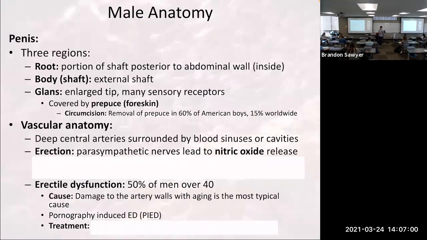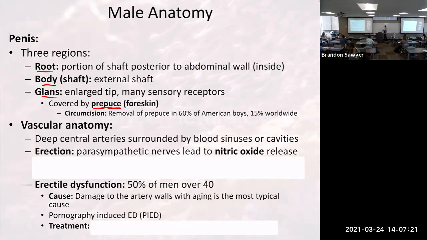So the next anatomy part here is the anatomy of the penis. There's really three primary regions to it: the root, the body, and the glans. The glans is covered by the foreskin, but the scientific term is the prepuce. This is part of what's removed during circumcision.